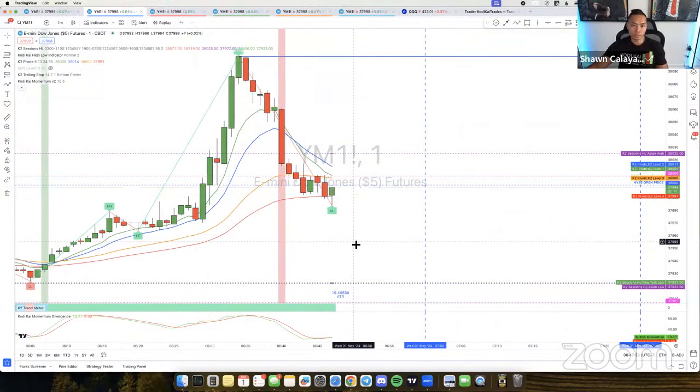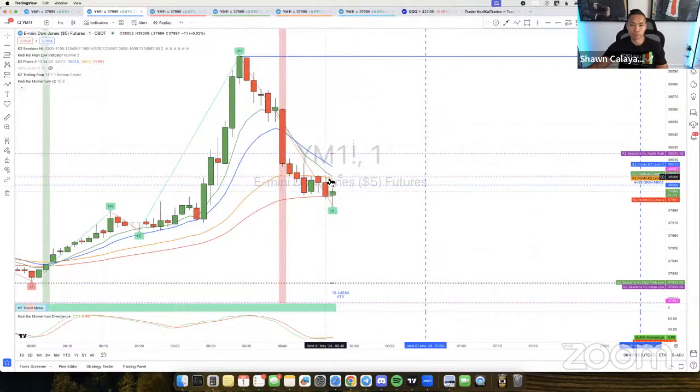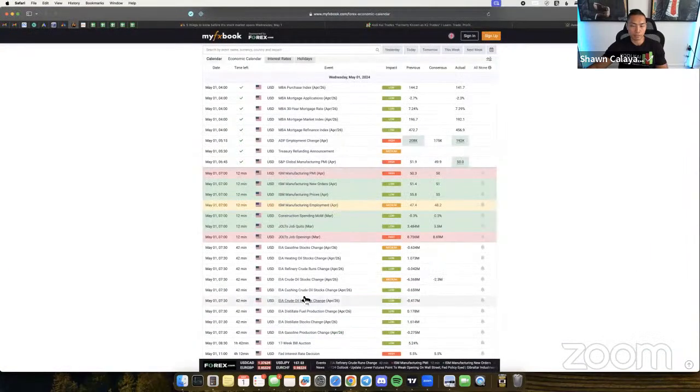All right, still no reaction to the news yet. As you guys know, the news price is right here, this pink line. It seems like the market might just stay flat until 7 o'clock where the actual news is happening. There's a lot of news events right here at 7 o'clock. You can see ISM manufacturing PMI, ISM manufacturing new orders, manufacturing prices, manufacturing employment, construction spending, JOLTS job quits, and JOLTS job openings. JOLTS job quits and JOLTS job openings are going to go hand in hand with the NFP news for this week.